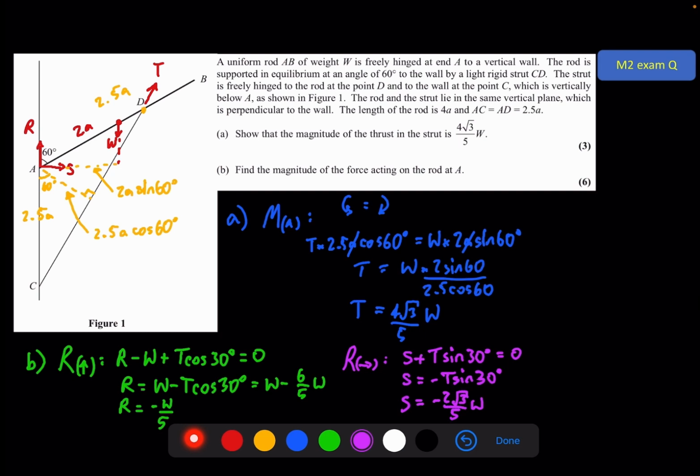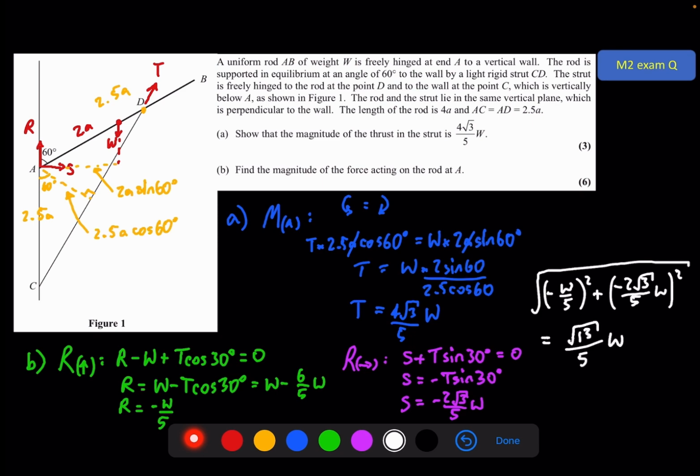The magnitude of the single force then is found by squaring both of these, adding them together, and square rooting them. So we've got minus W over 5, and you'll have noticed, perhaps in some of my previous work, I don't always put the minuses in when I know I'm going to square it. But I have done this time. Square root that, and that all simplifies to the square root of 13 over 5W, which is the magnitude of the force acting on the rod at A.